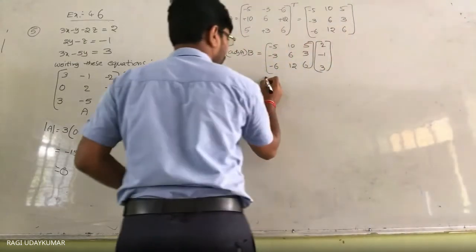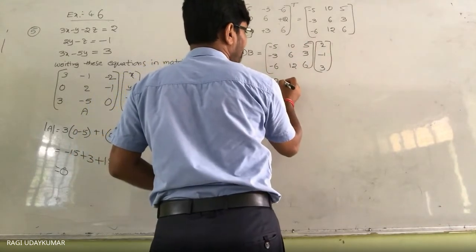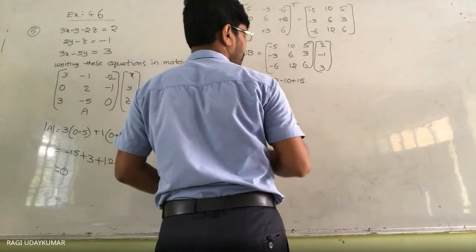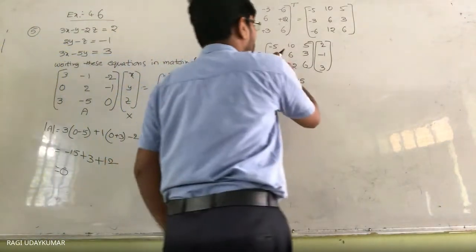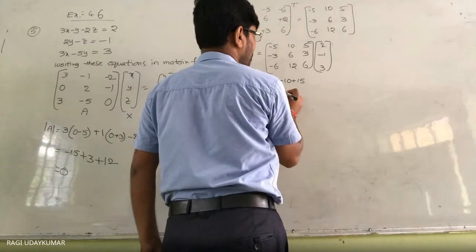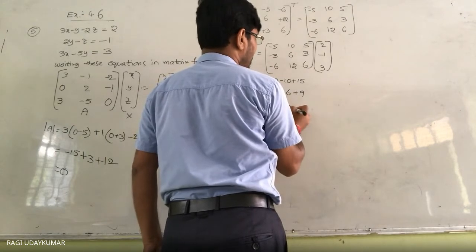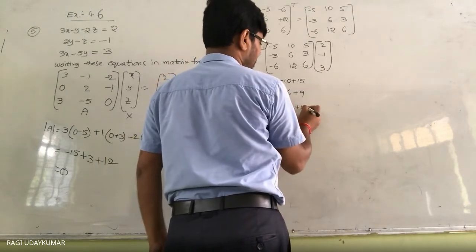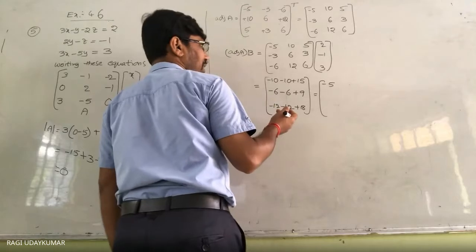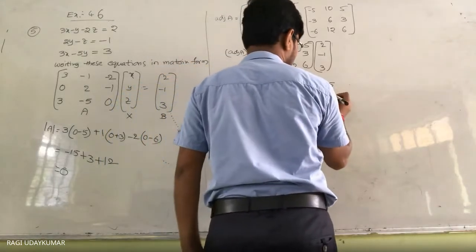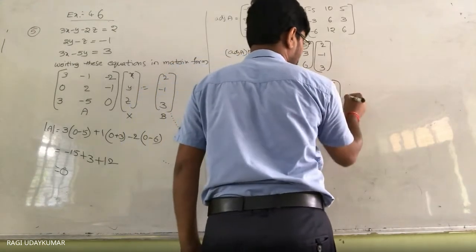Okay, let us see here. Why don't we get the solution also? Minus 10 plus 15, minus 6 plus 9, minus 12 plus 18. So this is equal to minus 5, minus 12 plus 9, minus 3, minus 24 plus 18, minus 6, which is not equal to 0.